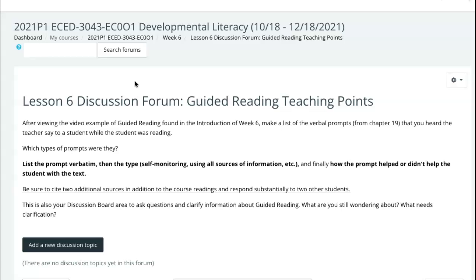Be sure to cite 2 additional sources in addition to our text and respond substantially to 2 other students. This is also the place to ask questions and clarify information about guided reading. What are you still wondering about? What needs clarification? Please don't hesitate to ask me. That's my job.